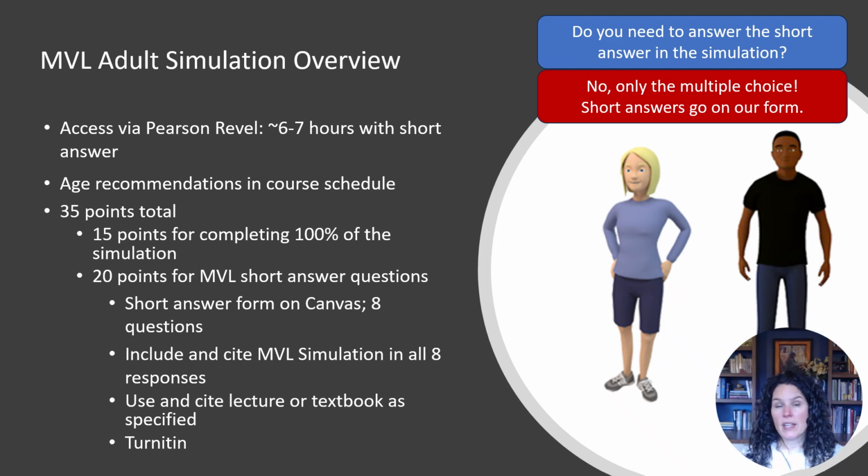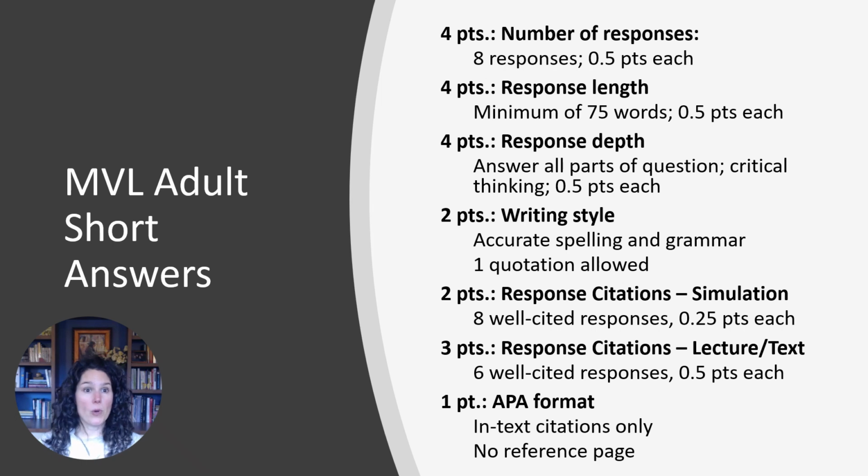Instead of 12, as we have in the My Virtual Child, we only have 8. It's still the short answer form on Canvas. You're going to, again, cite the MVL simulation in all 8, and then you're going to use and cite lecture in as many as the questions require, which is a lot of the questions. So the points here are organized in the same way as the My Virtual Child short answers, just fewer points because you have fewer questions.